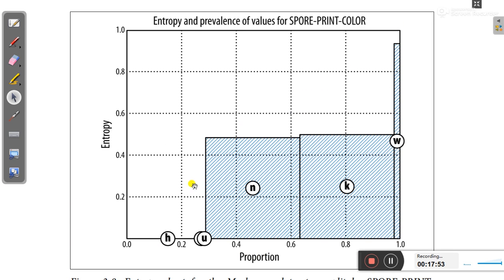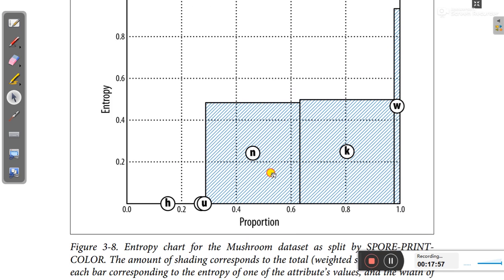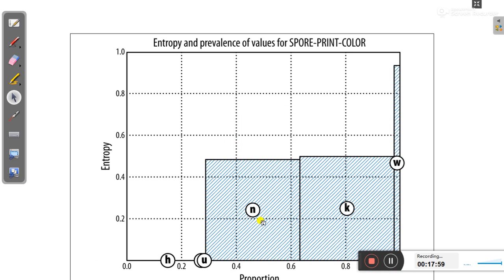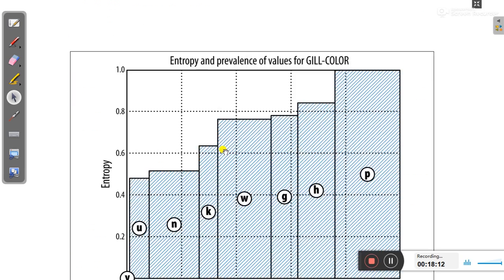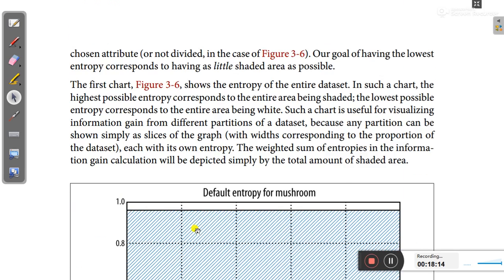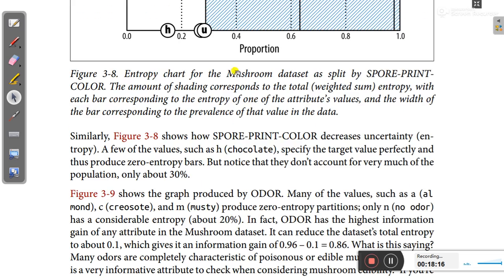In that attribute there are different types of values, and different entropies for different types of values are showing, and the proportion also for different values. But this is also not 0.96, or entirely filled with the main data set, that is this one, 0.96. This is also not filled up. So figure 3.8 shows how spore print color decreases uncertainty and entropy.